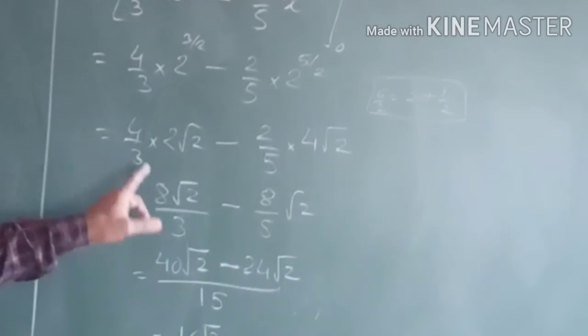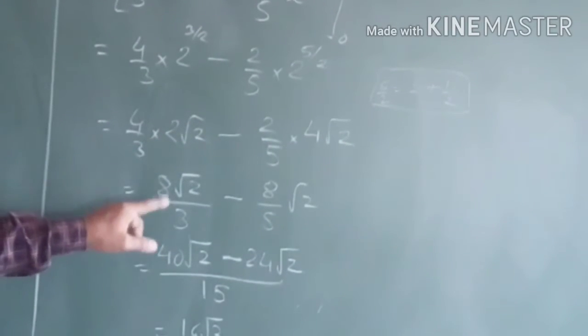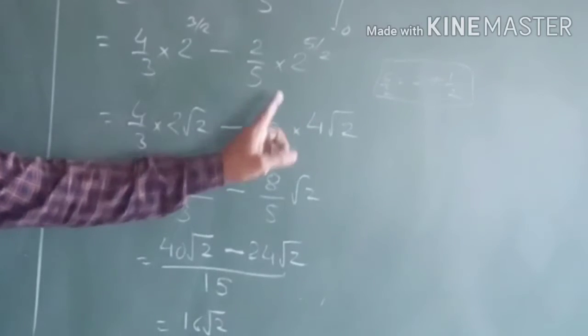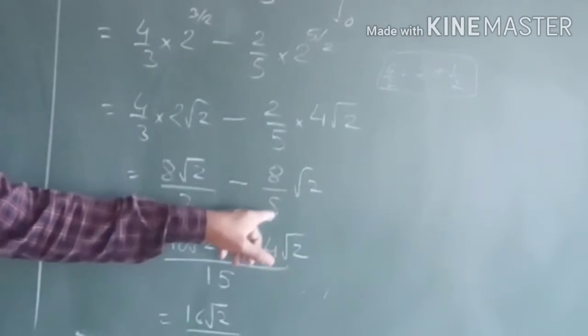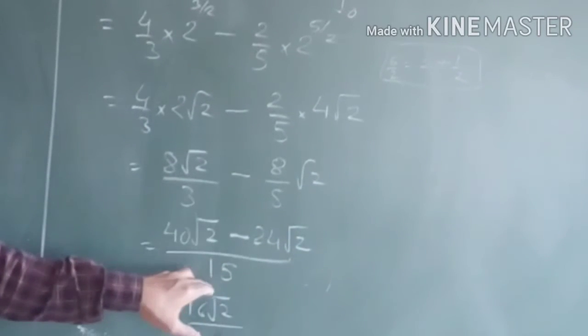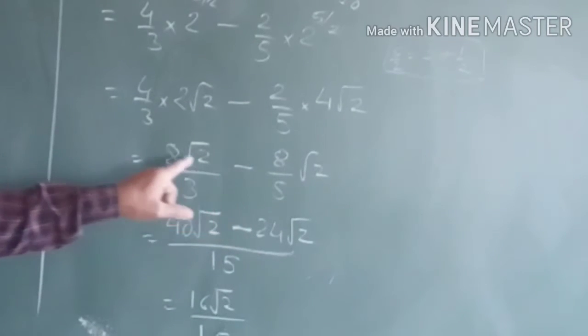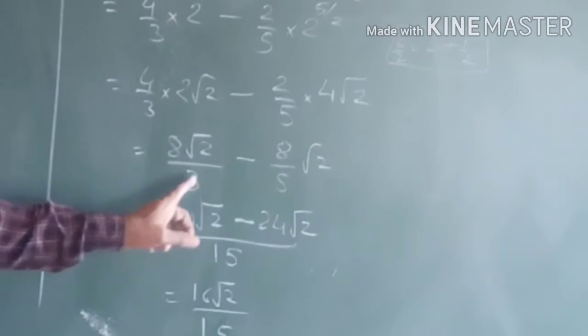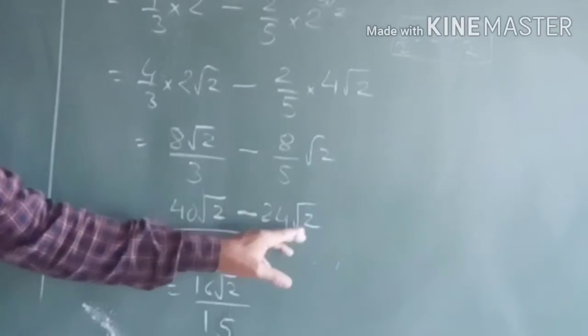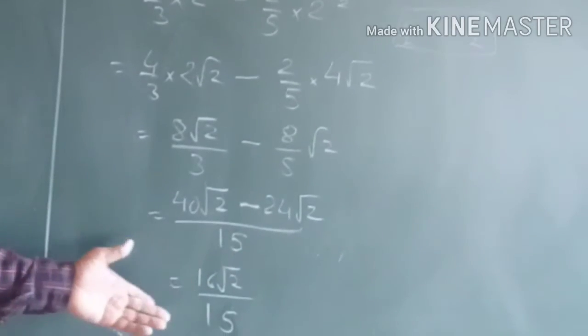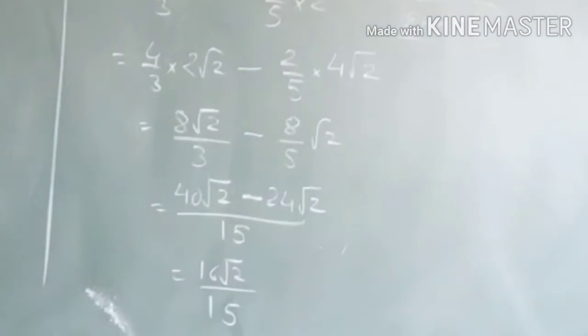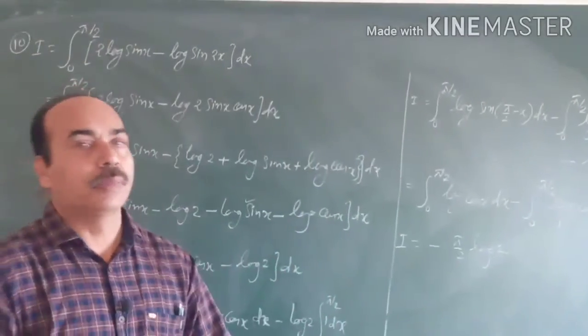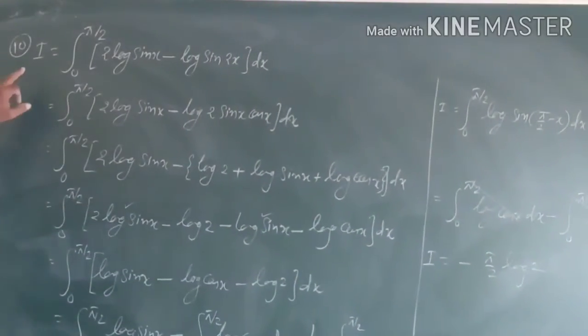Now 4 into 2, 8 root 2 by 3, and once again 4 into 2, 8 root 2 upon 5. So 3 into 5, 15 is the LCM. So 5 into 8, 40 root 2, and 3 into 8, 24 root 2. The difference is 16 root 2 upon 15. This is the answer. Okay, next question, question number 10.